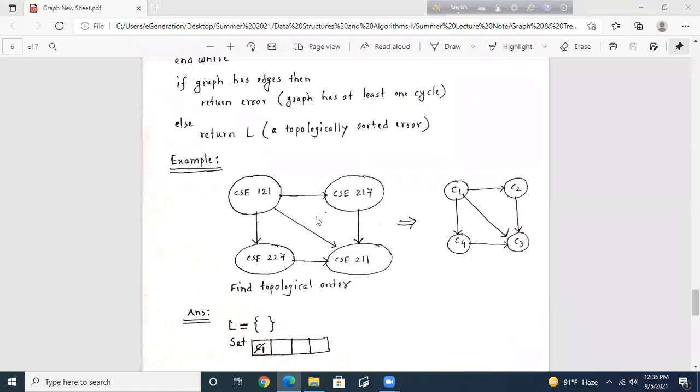So the graph is directed, that condition is satisfied. The graph is acyclic, that is also satisfied. So I am able to do the topological order. So dear student, our topological order.